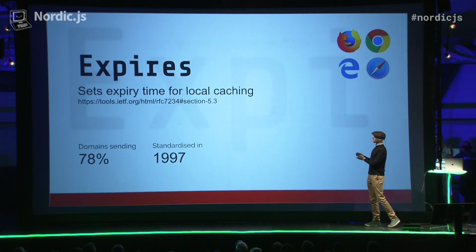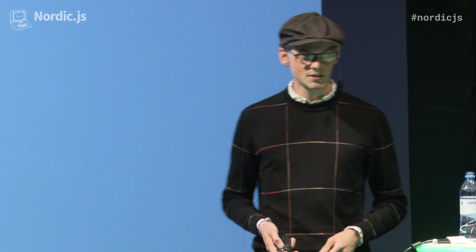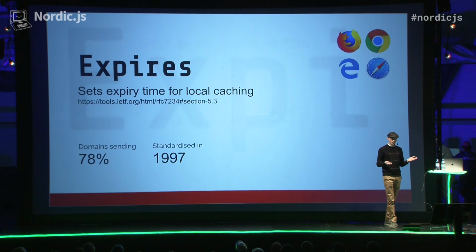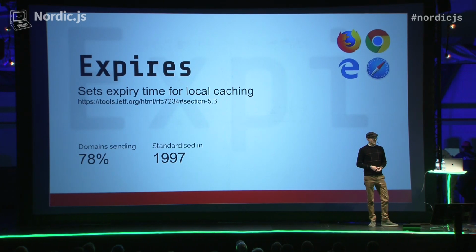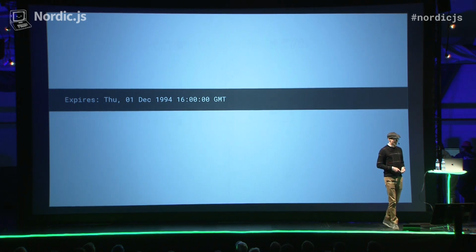Now, from P3P, let's go to Expires, which is kind of the opposite end of the spectrum in that almost everyone in this room, I'm sure, knows what Expires is. And it's being emitted by 80% of sites in the archive. So why is this a bad idea? It works. It's supported by all browsers. Almost all of them are Thursday, the 1st of December, 1994 at 4 p.m.